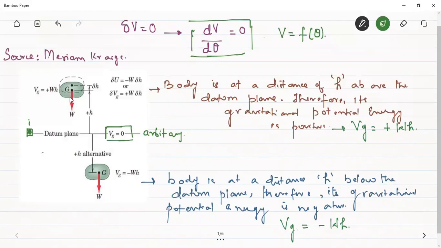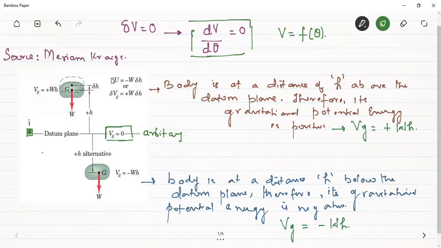So you can see that the weight of the object is in the downward direction and the displacement of the object is in the upward direction. Therefore, the work done by the weight is negative. And that means we are doing the work on this object in taking it from the initial position to the final position against the gravity. And that work done will get stored in the form of the gravitational potential energy.